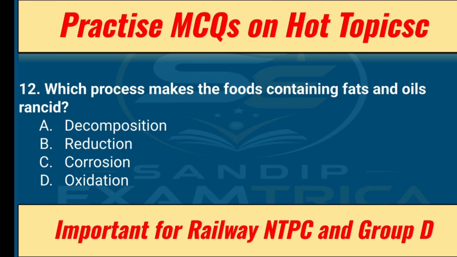Question number 12. Which process makes the food containing fats and oils rancid? When oxygen reacts with food which contains fats and oil, oxygen breaks down the fats and oil and makes it rancid. So the reaction here will be oxidation. The correct answer will be oxidation. So this is the last question of today's class.